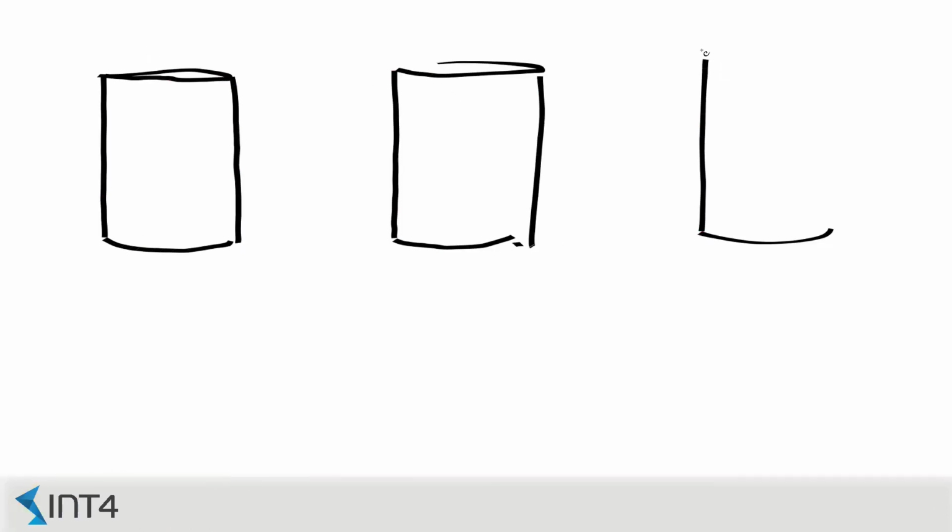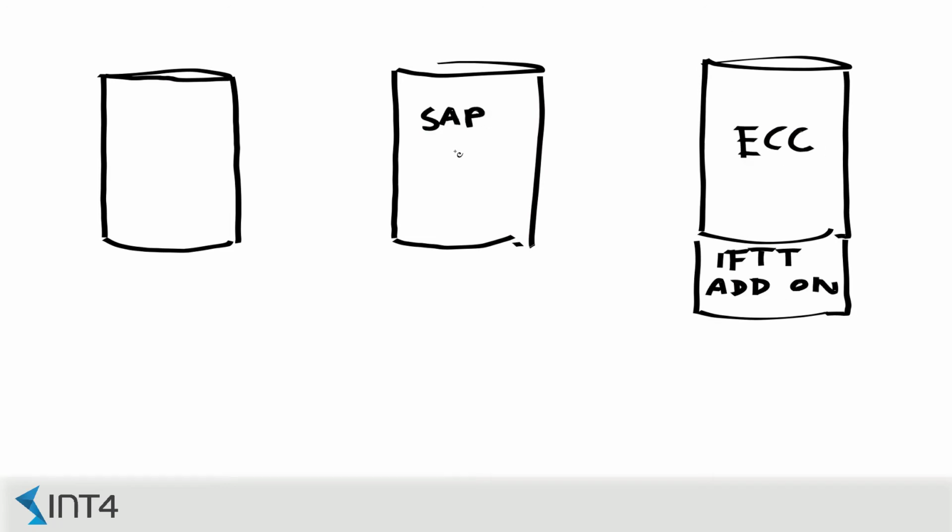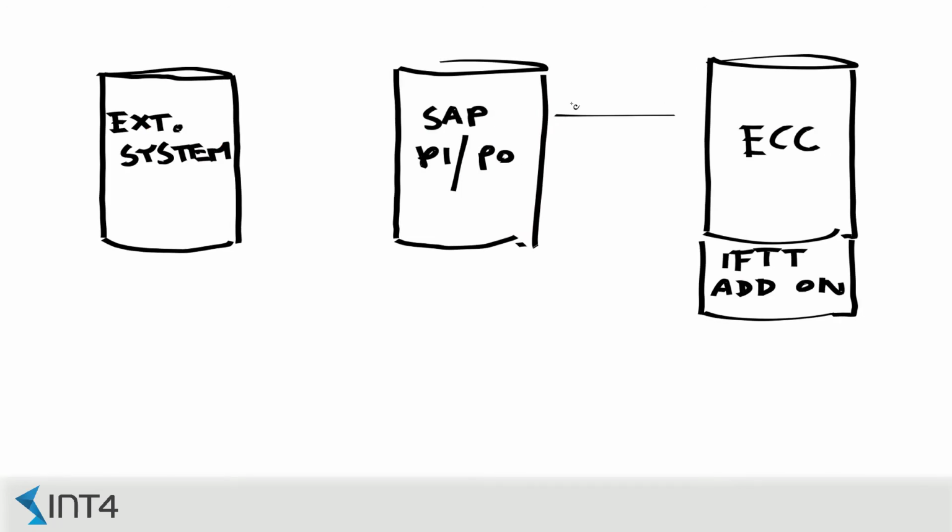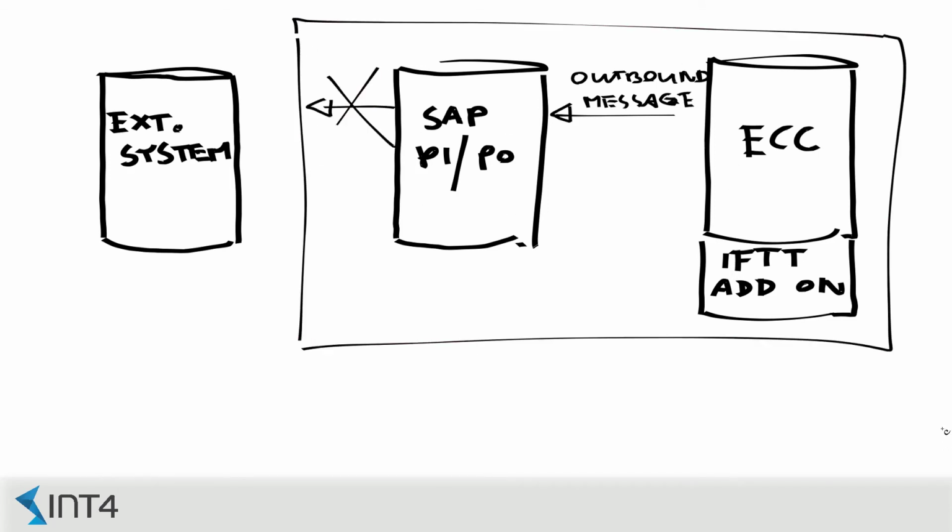INT4 IFTT also allows preventing sending messages to external systems. There are cases where we don't want to send test messages to our partners, as the messages were triggered during our tests, not by them.